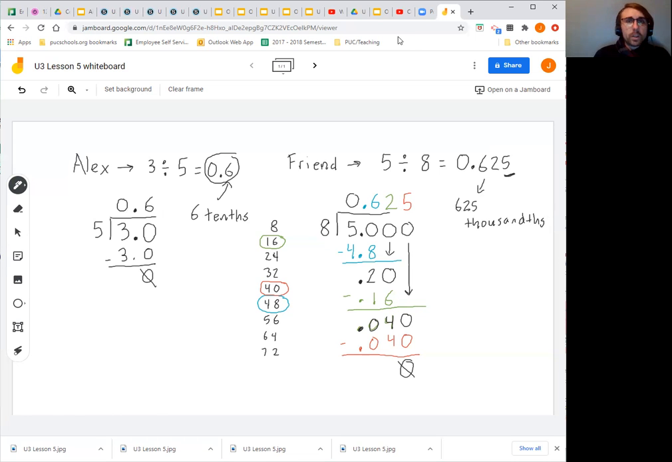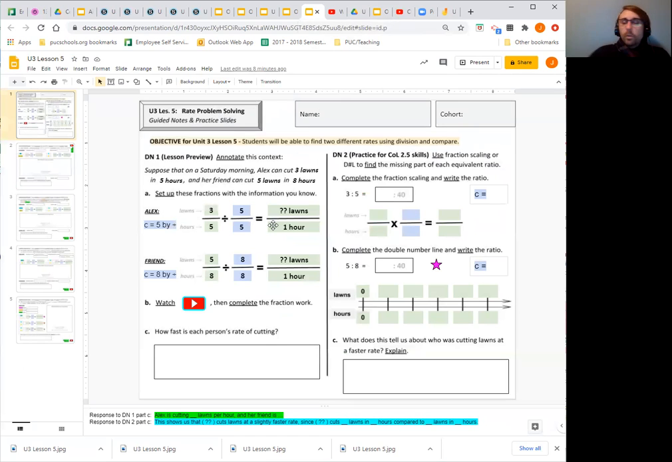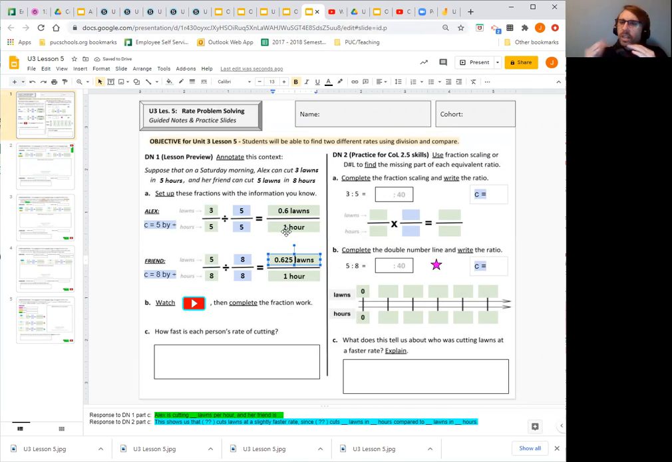So let me take a quick look at where we are. Okay. So now I'm going to type in the information that we just got. So this is Alex. So that's 0.6 lawns per hour. And his friend 0.625 lawns per hour. Now, both of them have different decimals, and it's hard to compare things if they don't have the same decimal. So I'm actually going to add a couple of zeros, because you can add as many zeros as you want after the decimal, just so that the decimals line up correctly. And now we can better compare them.